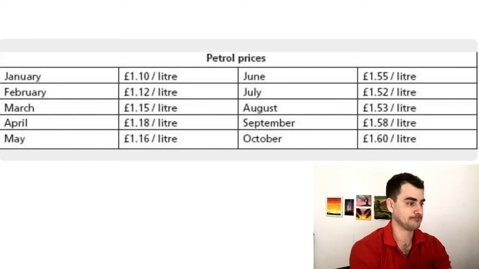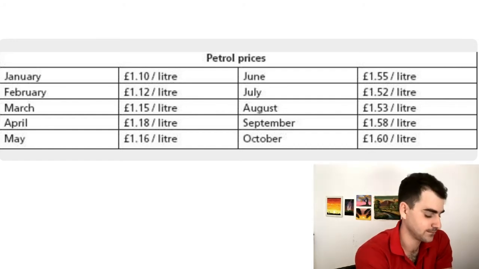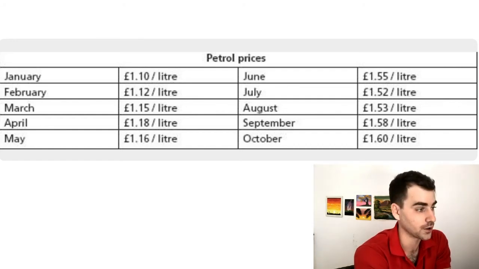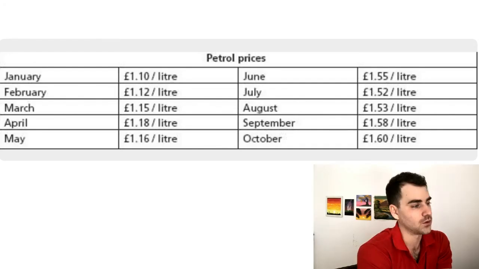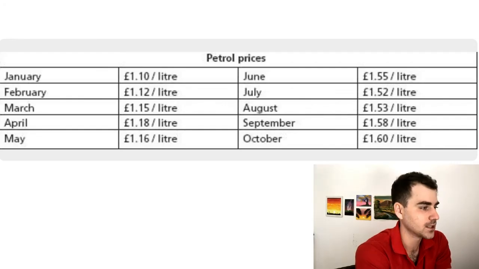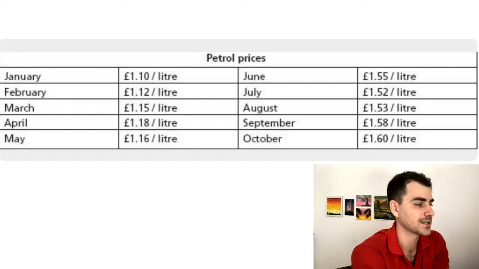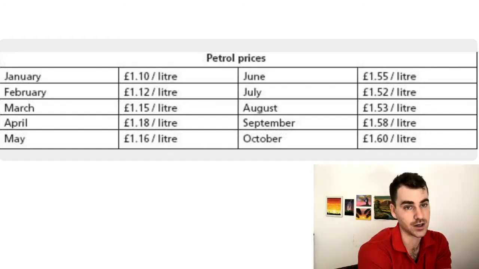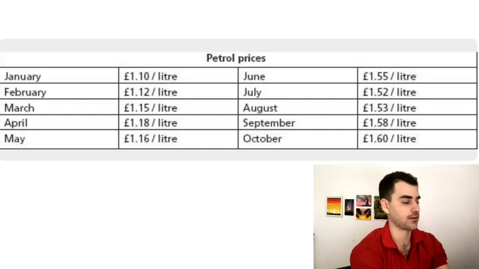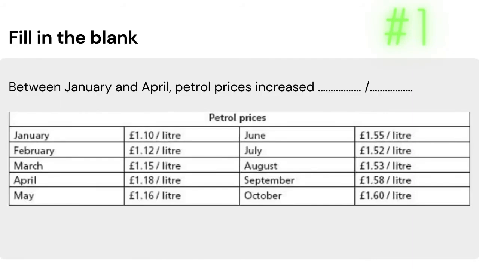Okay, now we're going to talk about petrol prices, the price of gas or oil or petrol. So January till October, it shows the price per liter. 110 per liter in January, 160 per liter in October. So we're going to talk about the changes month to month. Okay, so number 1, between January and April, petrol prices increased.